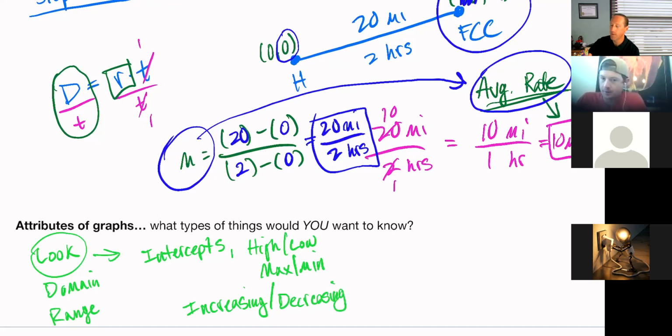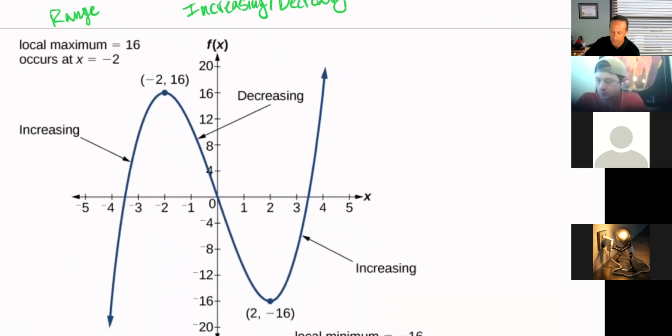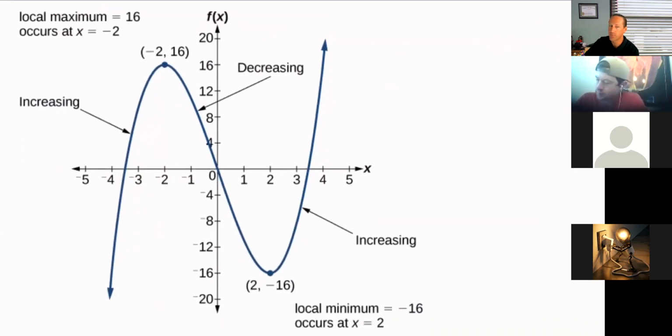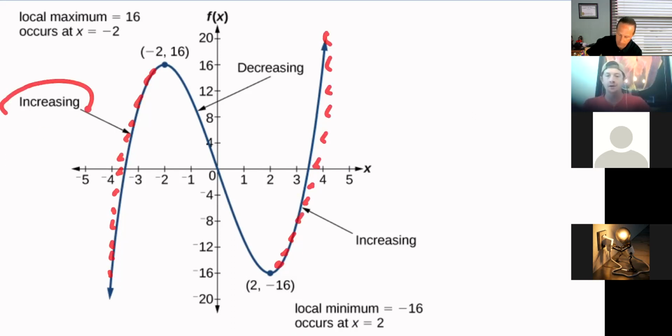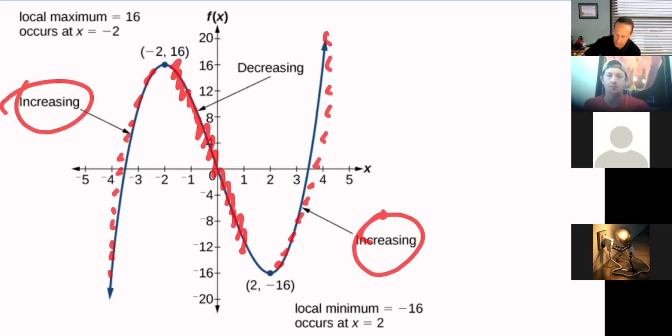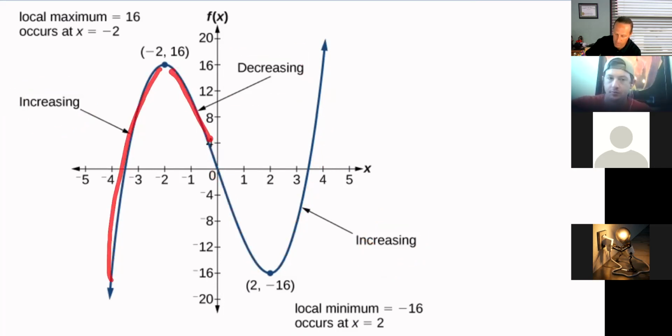These are all things that we might want to know, which we call attributes, specifics of that graph. So if I was able to give you a cubic function like this, x cubed looking shape, can you see where it's increasing? Yeah. And can you see where it's decreasing? Can you see where it changes from increasing to decreasing? Why that might be of importance.